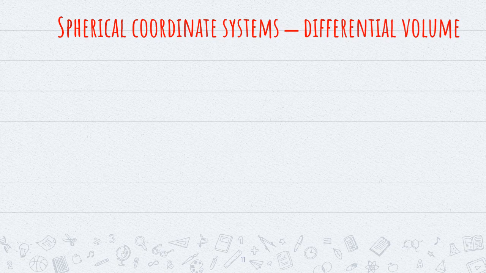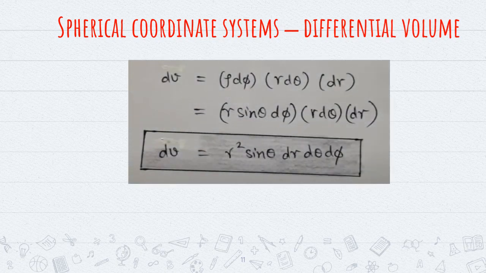Now, the next one is differential volume. As I told you already, differential volume is nothing but the multiplication of all the three sides. We know the three sides very well: dr, r d theta, r sin theta d phi. If you multiply all the three, it gives the differential volume.